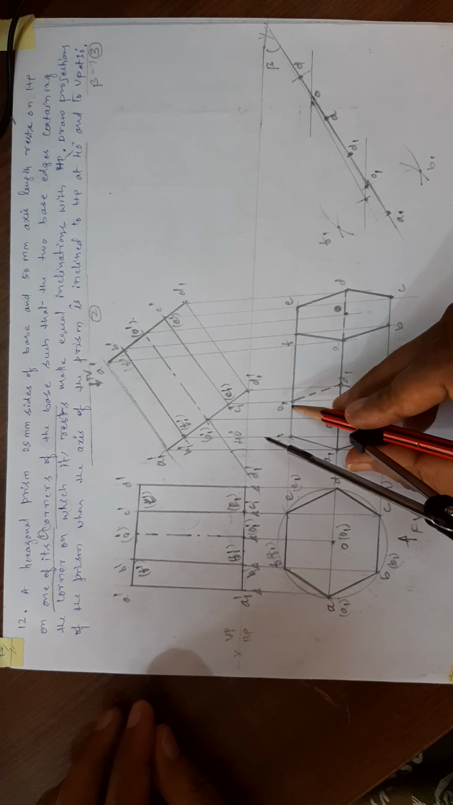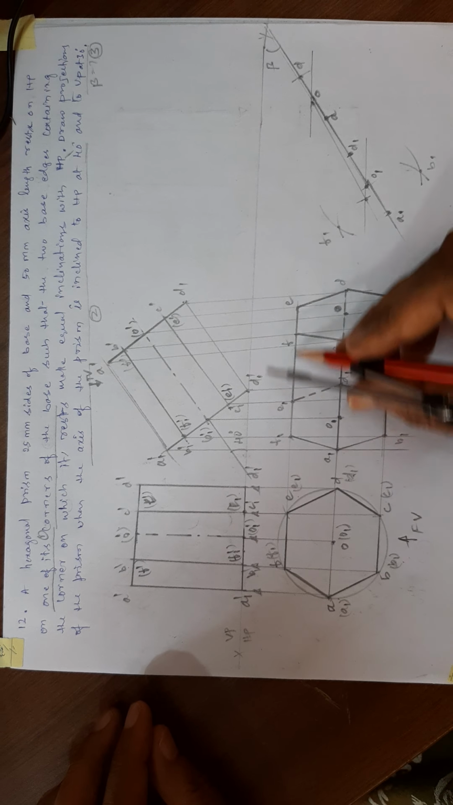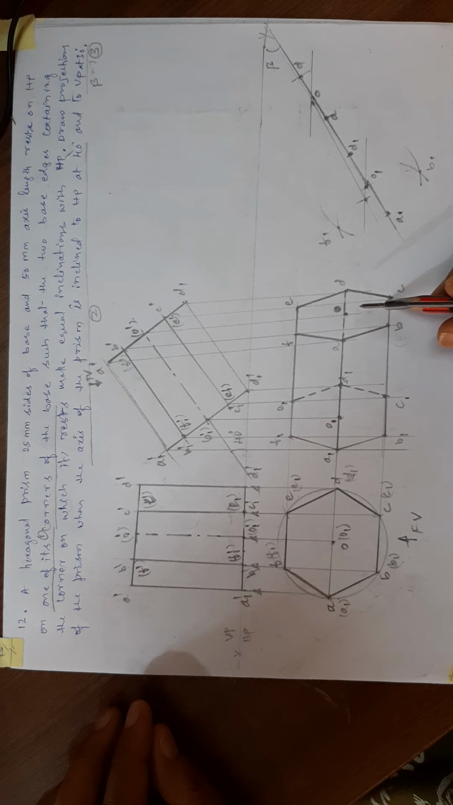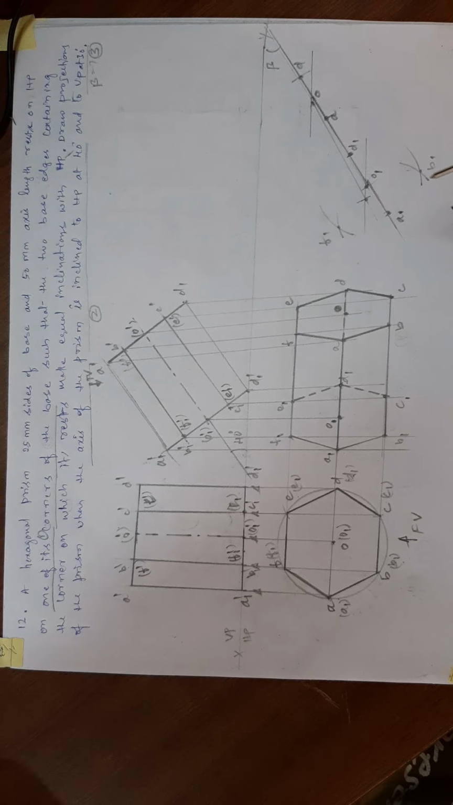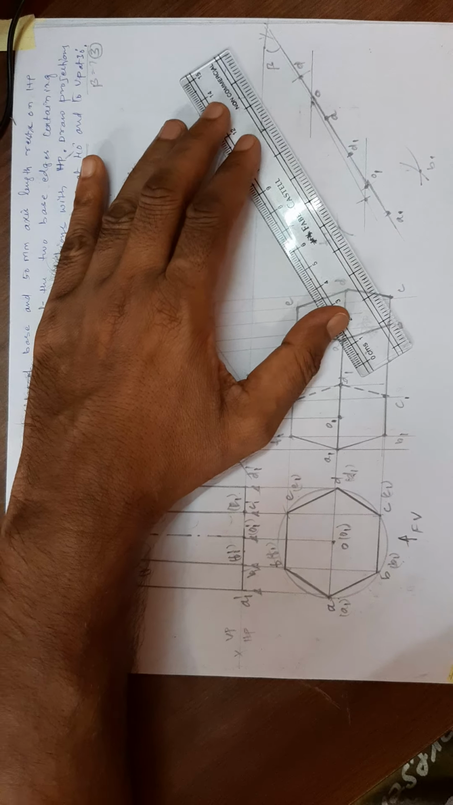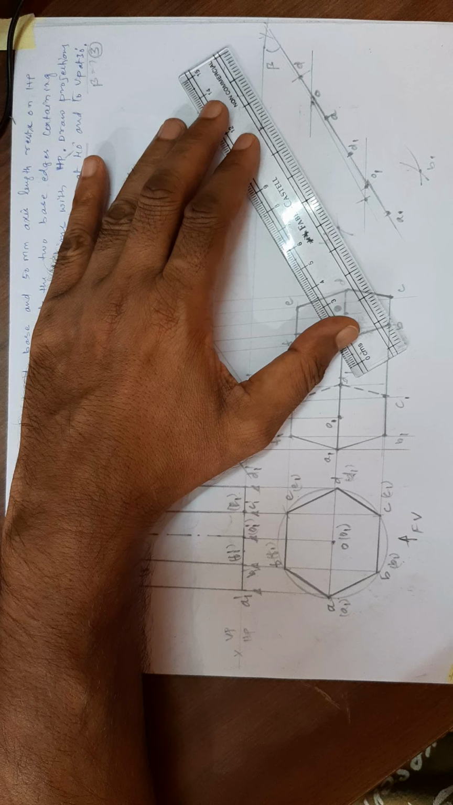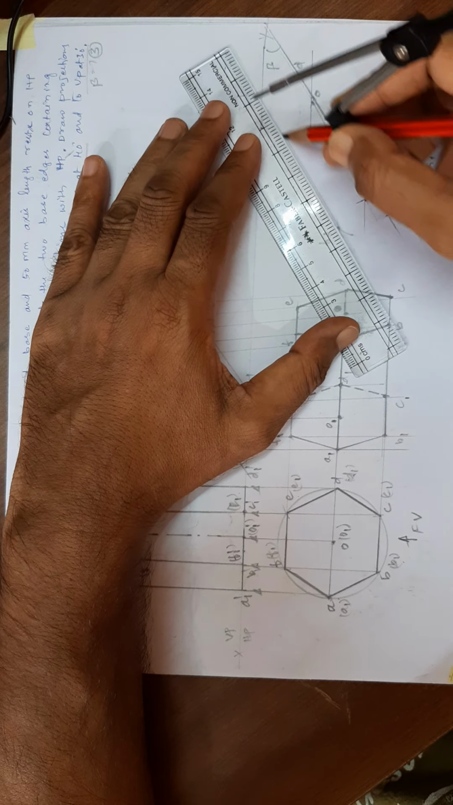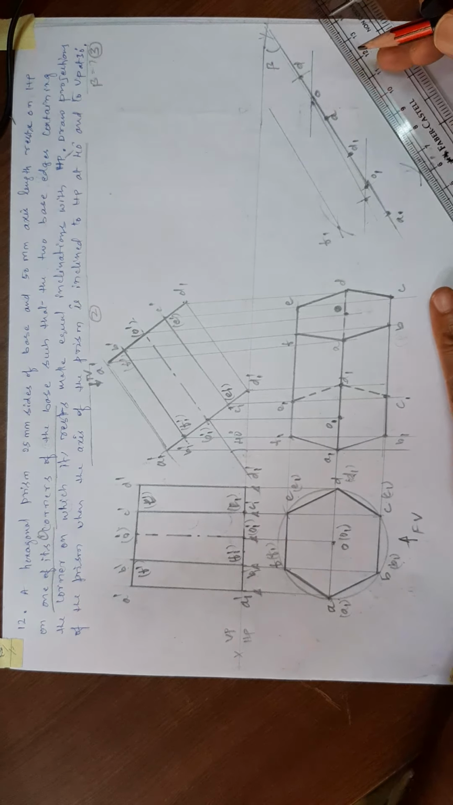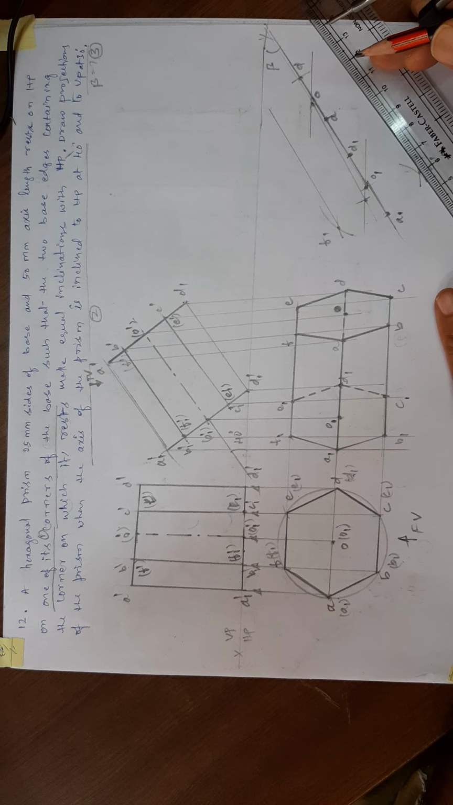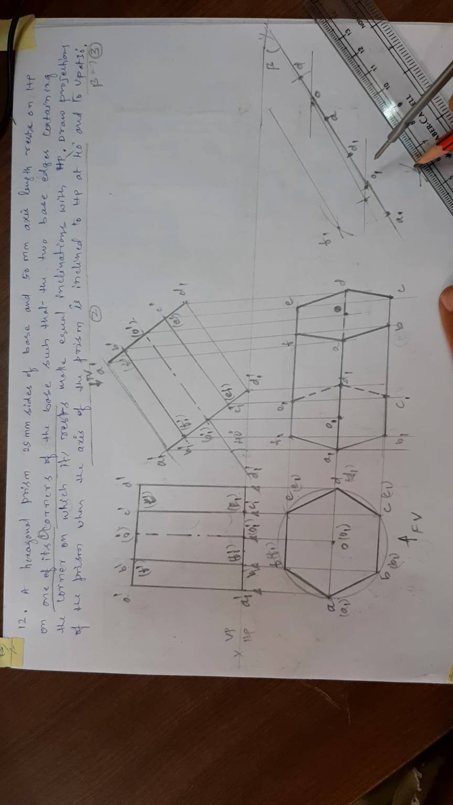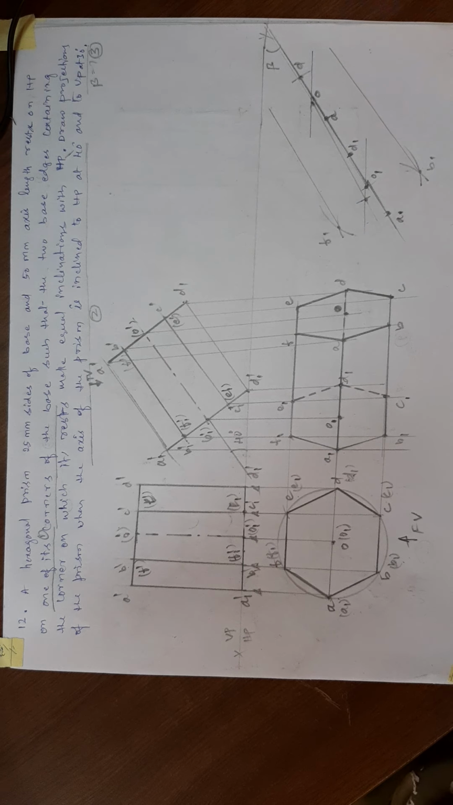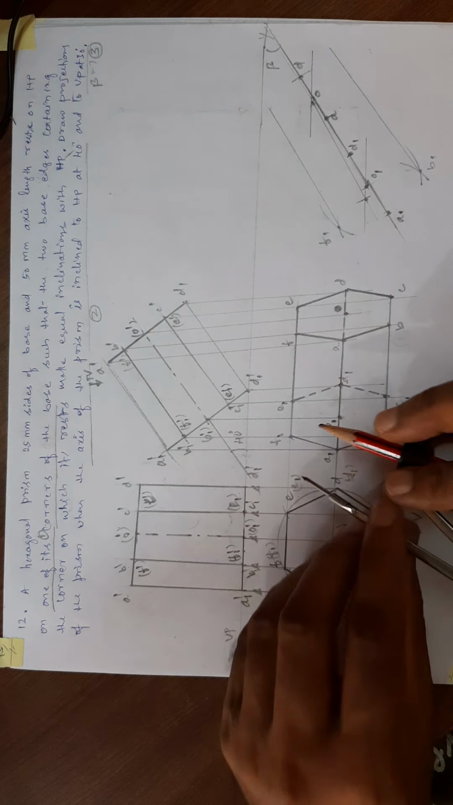Similarly we can get, see, all these points are on the same line. So through F1, through B1, draw a parallel line to the inclined line. Now see, through F1 draw parallel to this beta angle line, because all the points are falling on the same line.